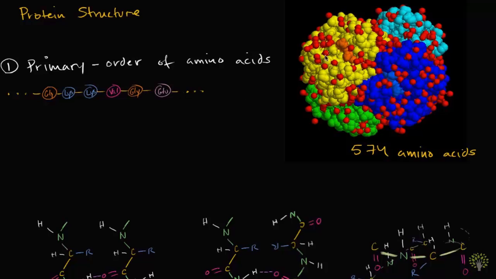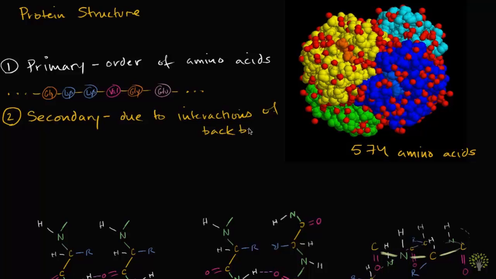But how does a polypeptide start getting bent into these shapes to be able to do the different things that it needs to do? Well, the second order of structure, the secondary structure, is due to interactions of the backbone of the peptide backbone. And I have some examples of that.